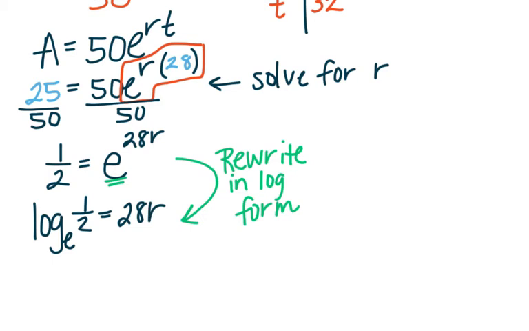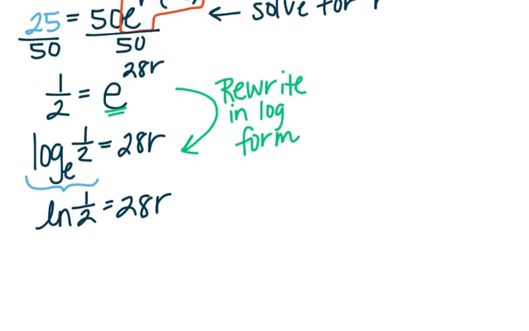Log base e of 1/2. But we realize that log base e is equivalent to the natural log. So this is really the natural log of 1/2 is equal to 28 times r. And then dividing by 28 gives us r is equal to the natural log of 1/2 divided by 28. So notice the 28 is not part of the logarithm. It's not part of the argument. We're just taking the natural log of 1/2 and dividing by 28.